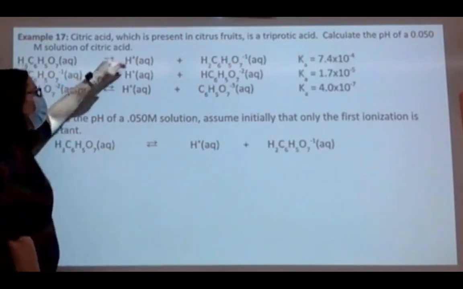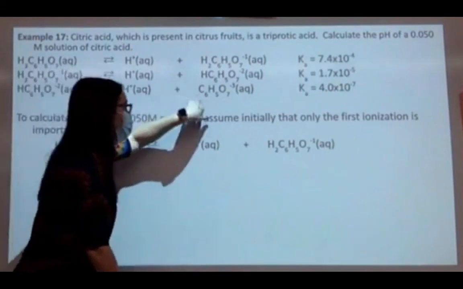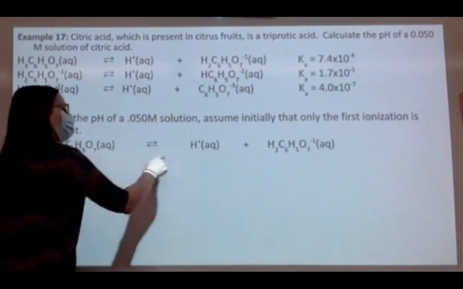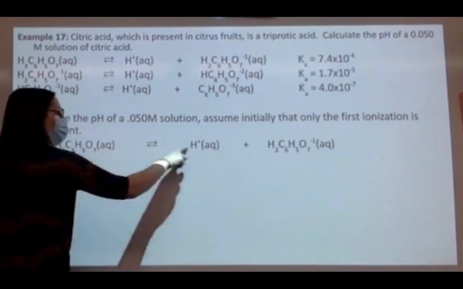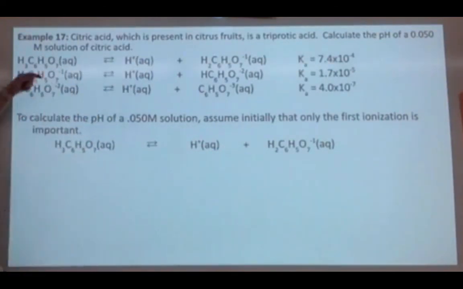But I do want to point out how only one gets removed at a time. It's not going from H3C6H5O7 to C6H5O7 at once. You have one H that's being removed at a time. So what I want you to do is write the acid equilibrium equation for the first ionization. We're just rewriting it because it's a weak acid. For any calculations with a weak acid, we're going to need an ice table.